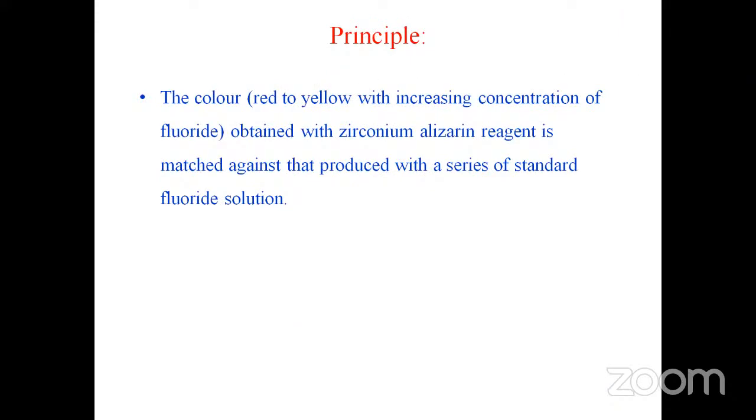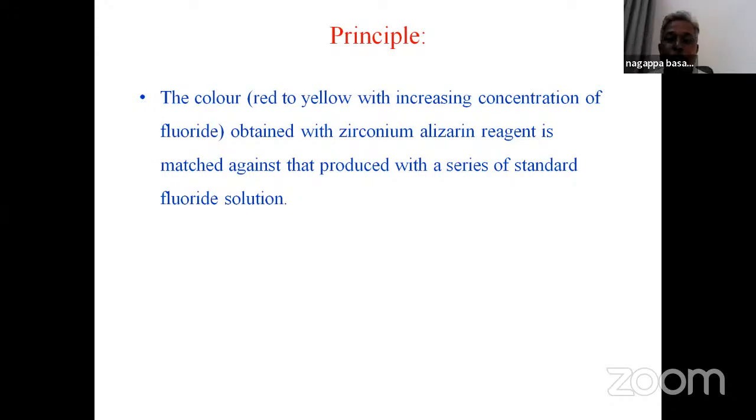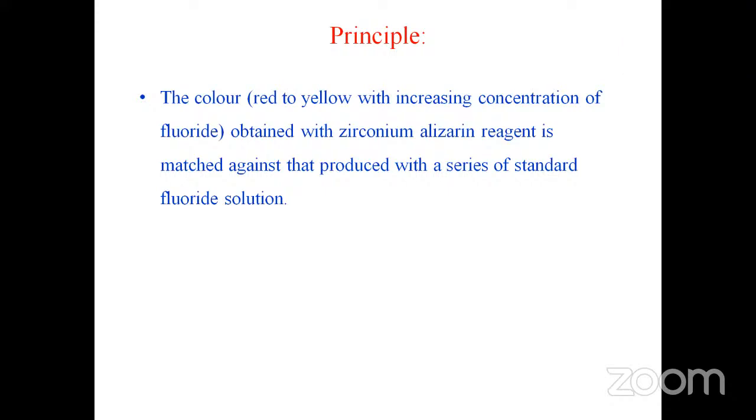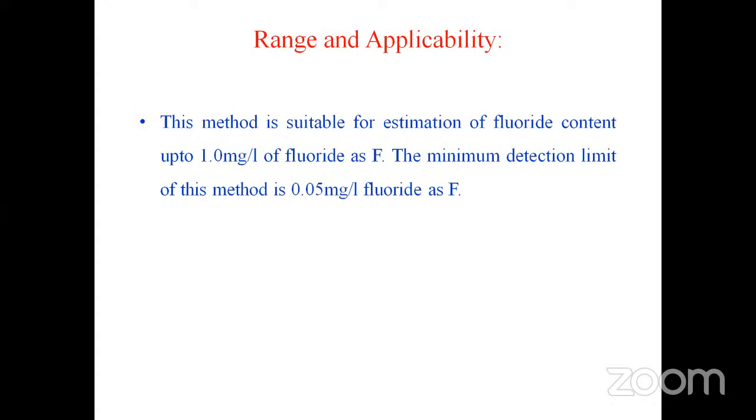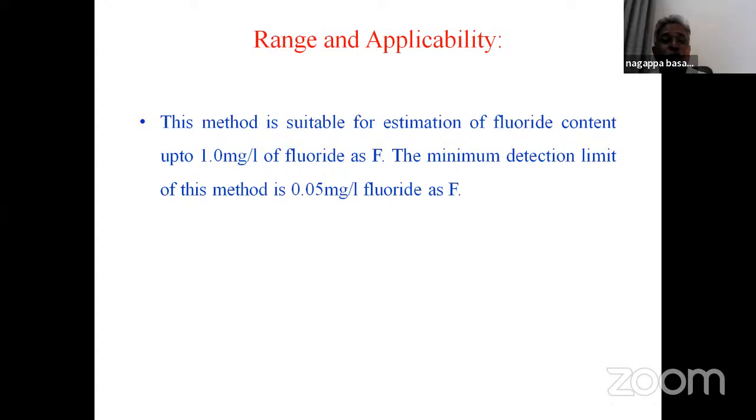The color obtained with zirconium alizarin reagent is matched against the color produced with a series of standard fluoride solutions. The SPADNS method is a good method. This method is suitable for estimation of fluoride up to 1 milligram. More than 1 milligram also we can measure by using this method.